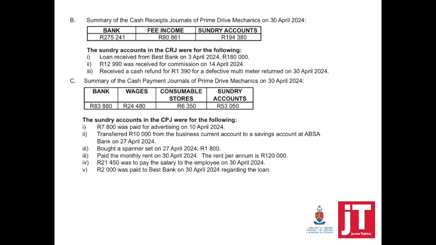And then the same applies now with the cash payment journal. They've given you the money columns, bank, wages, consumable stores, and sundry accounts. Sundry accounts consist out of transaction number 1 up to number 5, which means we need to look at those transactions and see on what day did the transaction take place, why did the business make a payment, why was bank credited, because we need to identify which account will be debited. So it is important to take note of that. You're not going to post sundry accounts, that total. You need to look at the list of transactions.